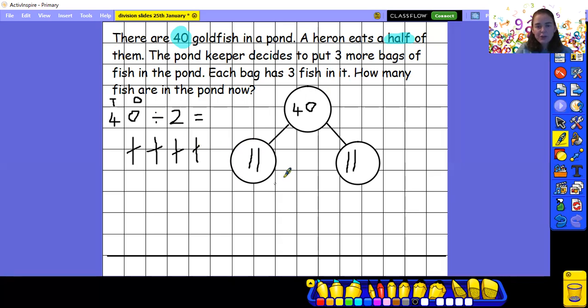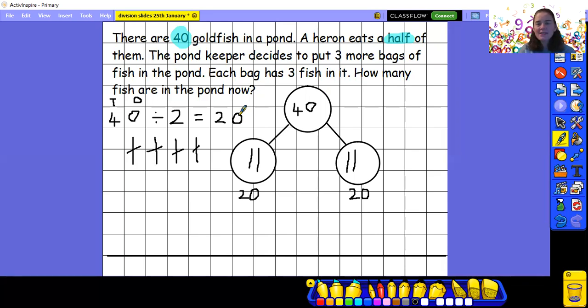So I've got 2 sticks of 10 in one group, 2 sticks of 10 in another group. How many have I got in each part? So what's 10 add 10? 10 add 10 is 20, well done. And 10 add 10 is 20. So half of 40 equals 20. And we know that double 20 equals 40, don't we?